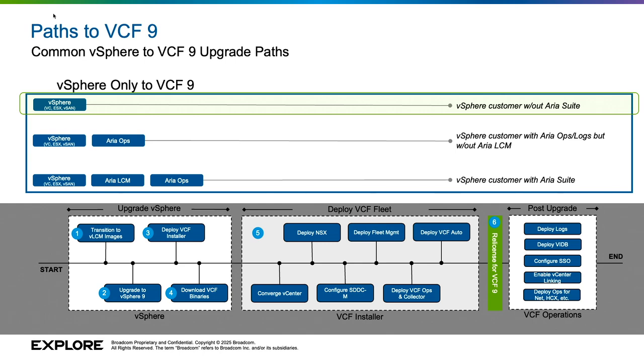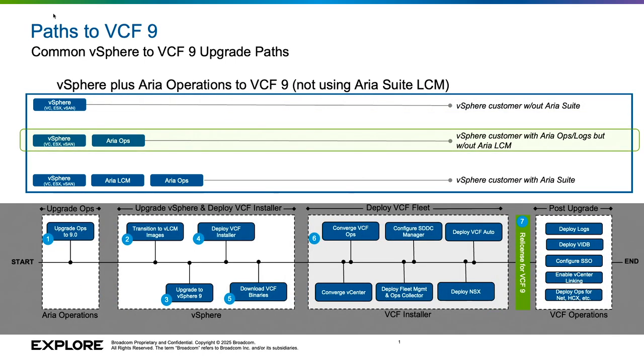Now, what if I'm a shop that has vSphere plus ARIA operations? How many of you fall in this category? Okay, looks like a good number of you. Notice that the path changes slightly. Because I have operations running, I start by upgrading my ops 8.18 or 8.x version up to ops 9 first. Then I do my vSphere upgrade. And when I get to the VCF installer, I can tell it to take my vCenter and my existing ops and converge that into my management domain and make my VCF fleet. So it's the same basic process, but the order changes because I have operations.